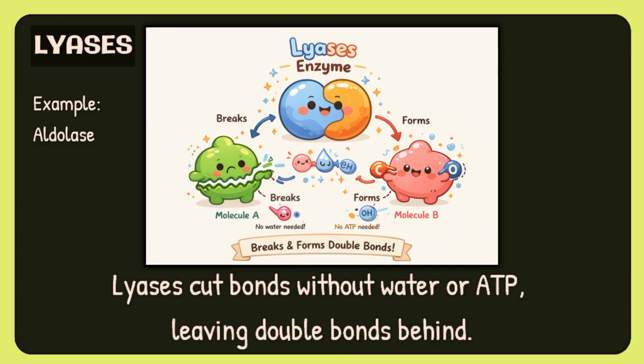As you can see in the picture, the Lyase enzyme is in the middle, helping to break a molecule apart. Molecule A is broken without using water or ATP. When the bond breaks, parts of the molecule are released and a new double bond is formed. On the other side, the enzyme can also help form a bond by removing a group. In short, Lyase enzymes break or form bonds without using water or energy.